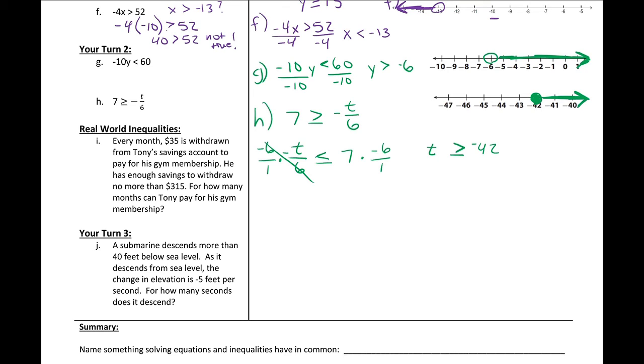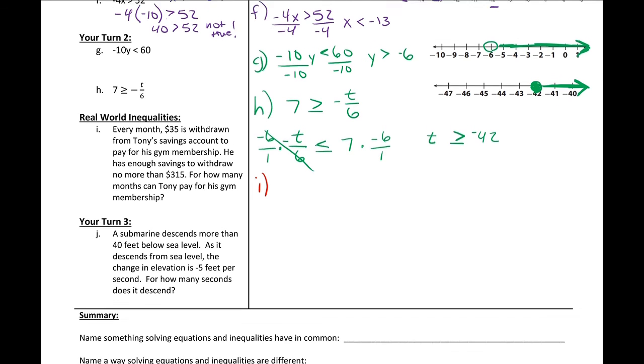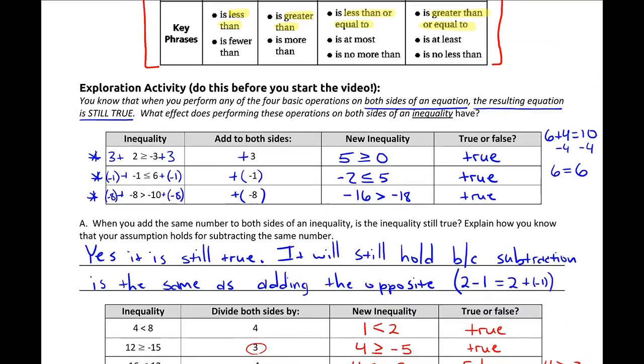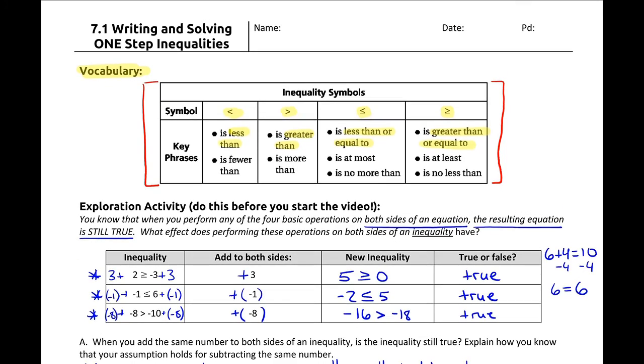Okay, let's look at a couple of real-world situations here. Real-world situation I. Every month, $35 is withdrawn from Tony's savings account to pay for his gym membership. He has enough savings to withdraw no more than $315. For how many months can Tony pay for his gym membership? So if we look back up here at the beginning of our notes, no more than means it has to be less than or equal to.